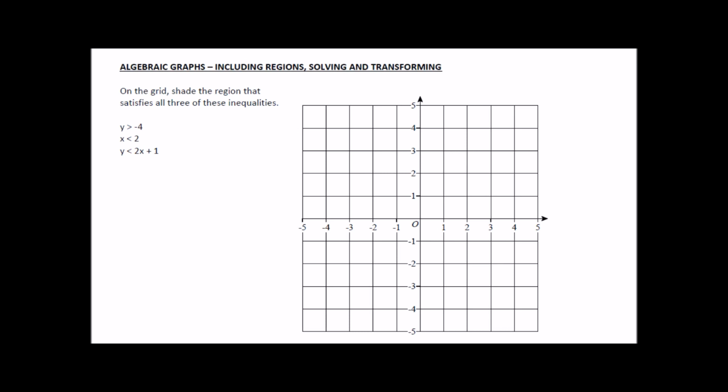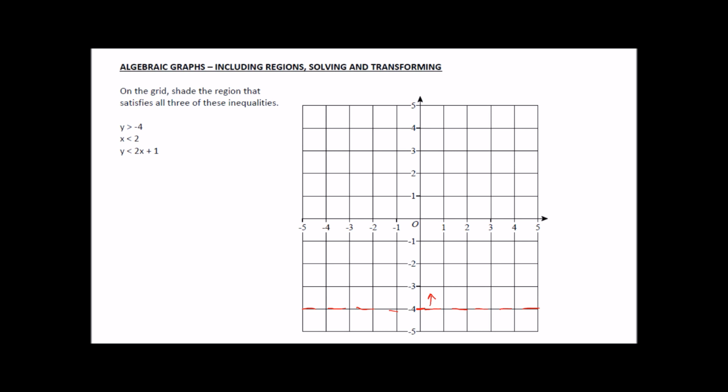So the first one, y is greater than minus 4. So y at minus 4 is here. So the line that I'm after is across here. This is where y is equal to minus 4. And to be greater than minus 4, I'm going to be shading above that line. I like to put these little arrows on to remind me which side I'm shading.